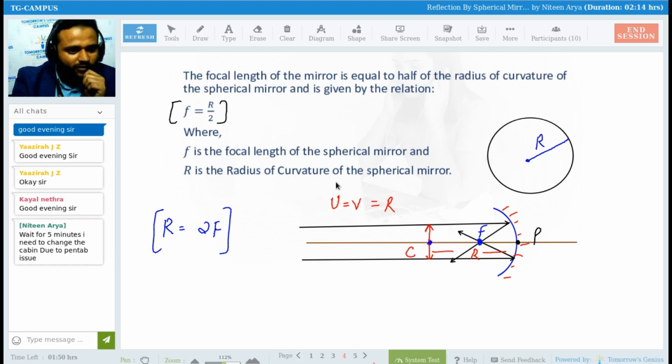Anyone, please, what is the mirror formula? Forgot the mirror formula? Oh, seriously? 1 by f equals 1 by v plus 1 by u. Exactly. Sai and Dhanmeshwar.